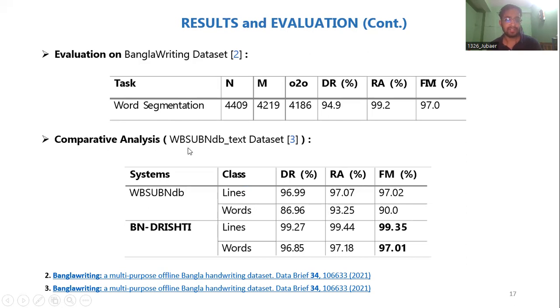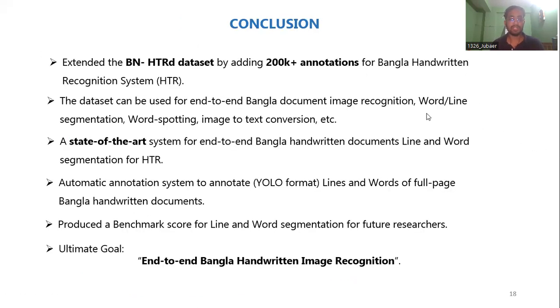And in our last comparative analysis, we applied our system to the WSUB and DB text datasets, which are among the most prominent datasets in the field of handwritten recognition. And as you can see, our system outperforms both their line and word segmentation, which shows the credibility of our system. And now we come to the conclusion of our presentation.